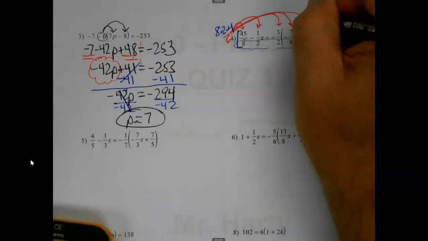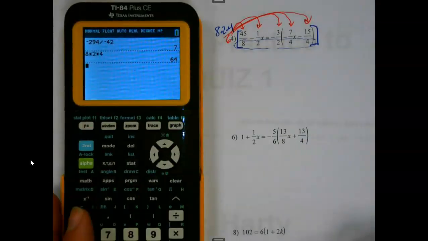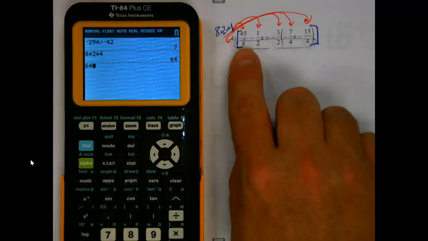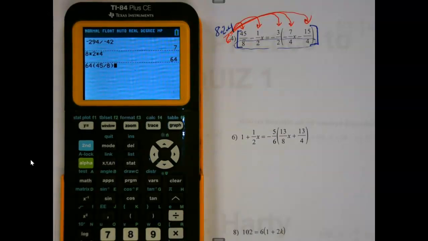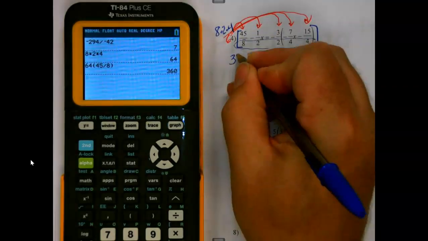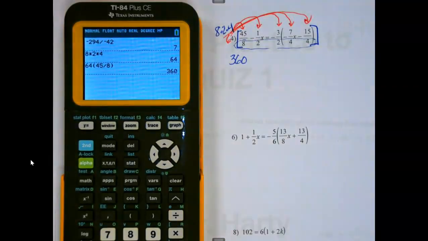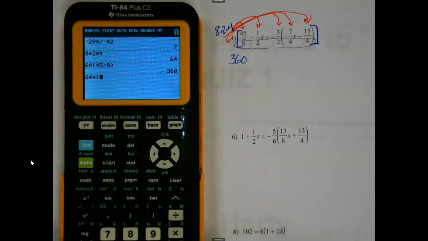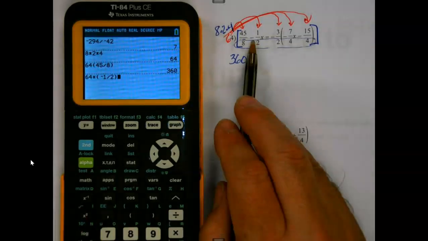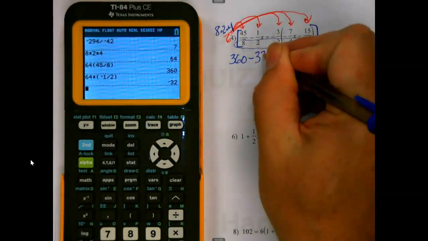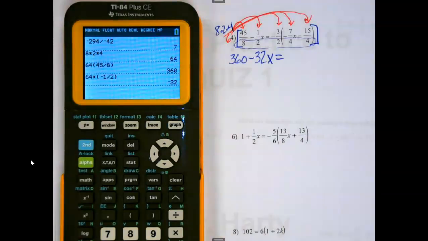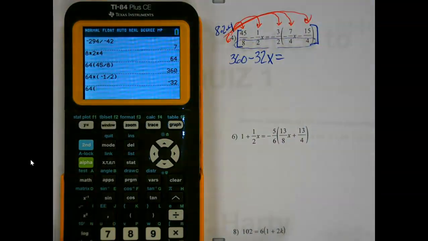We got some distributing to do here, but this is where the calculator comes in handy. I'm going to do 64 times each of these fractions. And again, with fractions, we need to use parentheses. If I put it in, the fraction goes away. 64 times negative 1/2. Got to take the signs, though. And just like that, all these fractions are saying, see you later.